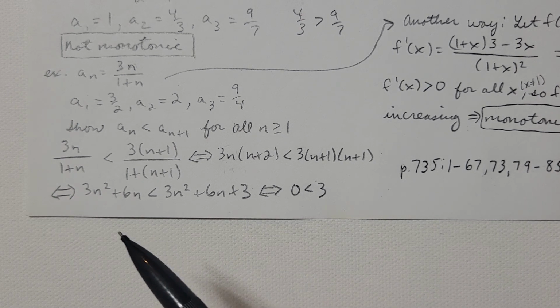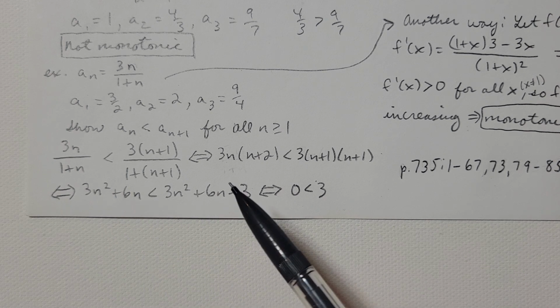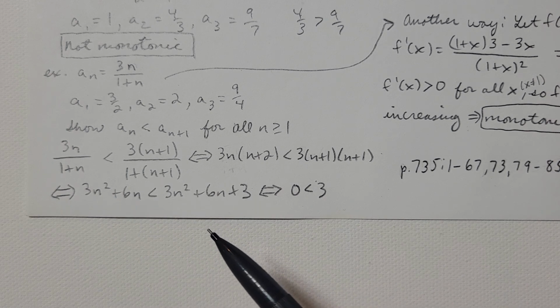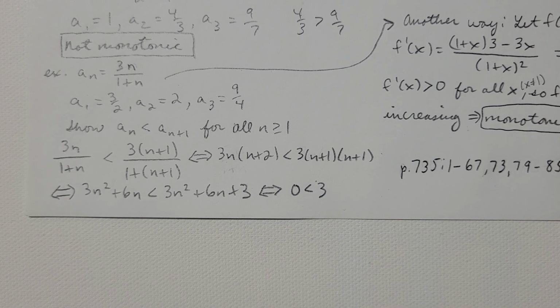Okay, and let's see, if I cancel, here's a 3n squared and a 6n on both sides, right? So I can cancel those, and I'm left with 0 is less than 3. Well, that's a true statement, right? 3 is bigger than 0.